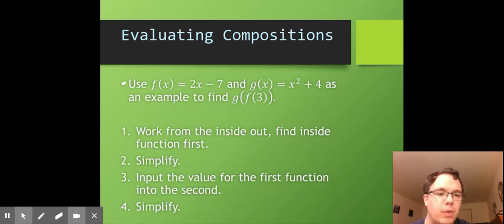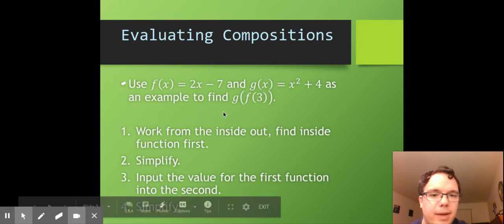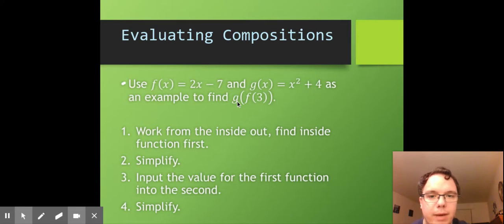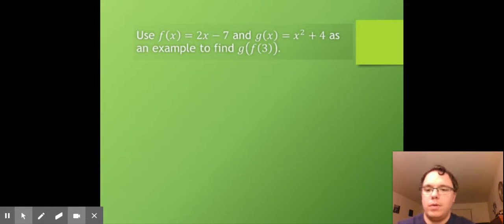So you're going to work your way from the inside out. We're going to start with the function inside the parentheses. We're going to simplify that. After we simplify that, we're going to plug what we get back into the outside, and that will be our answer. So we're going to do that example right there.